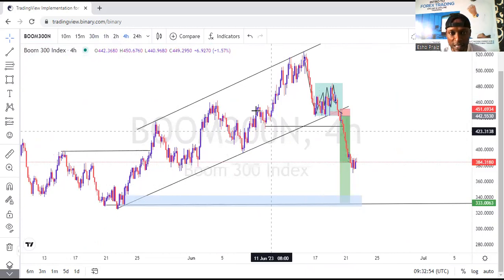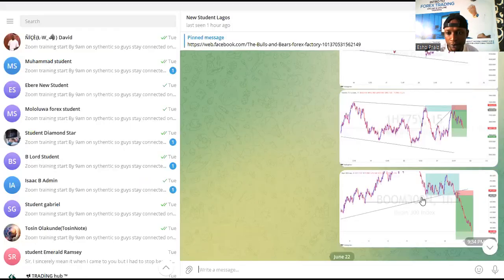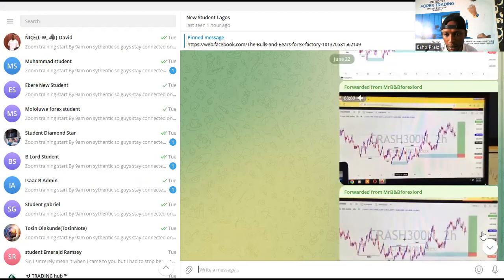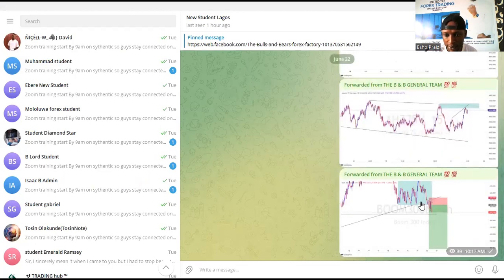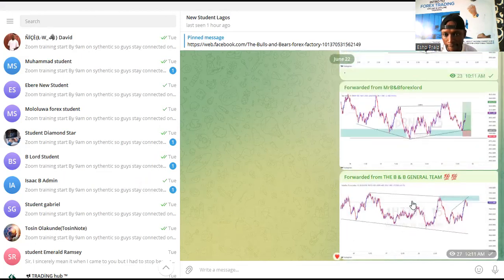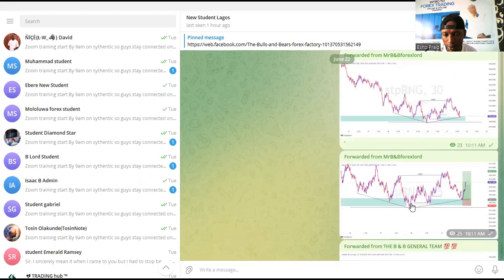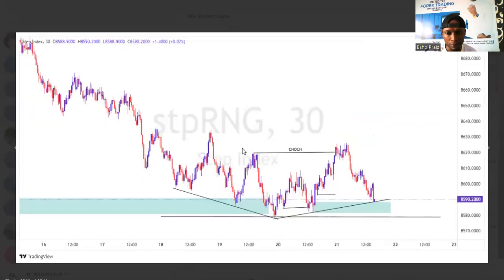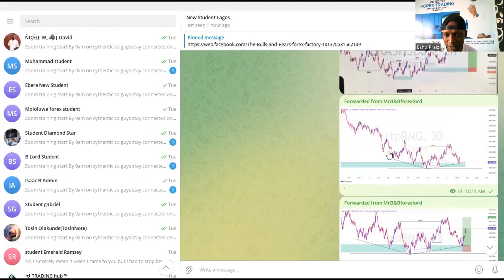So now let's check the next pair. Let's share the screen once again. Hold on, guys. And also we took Step Index. This was before, yesterday, and then this was after.